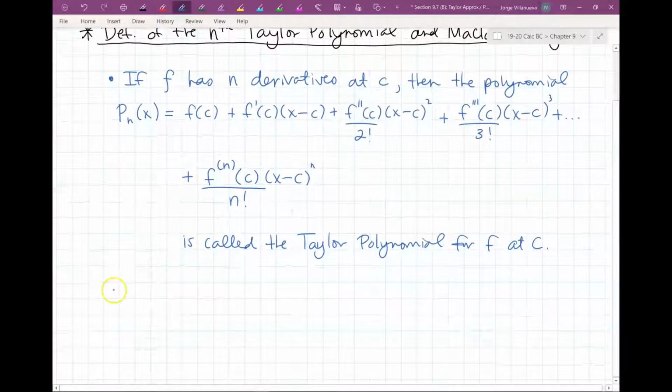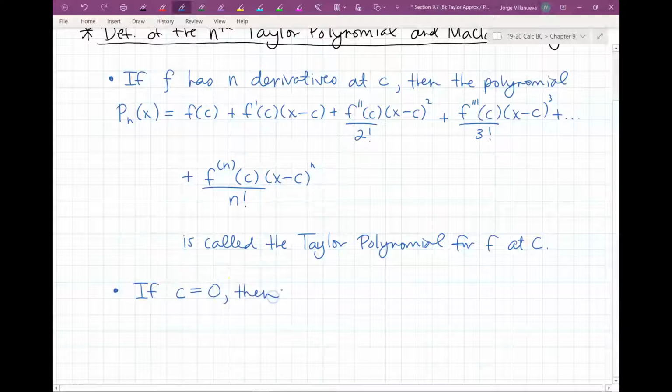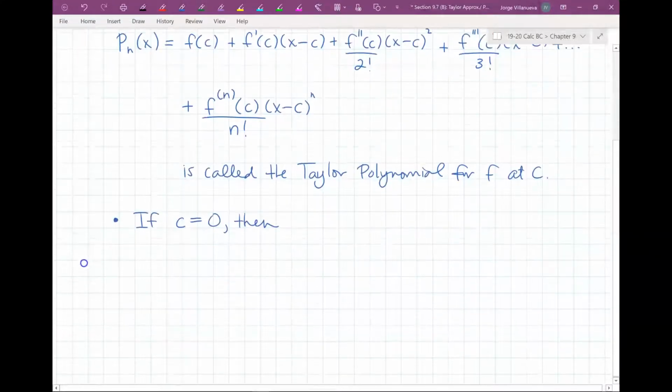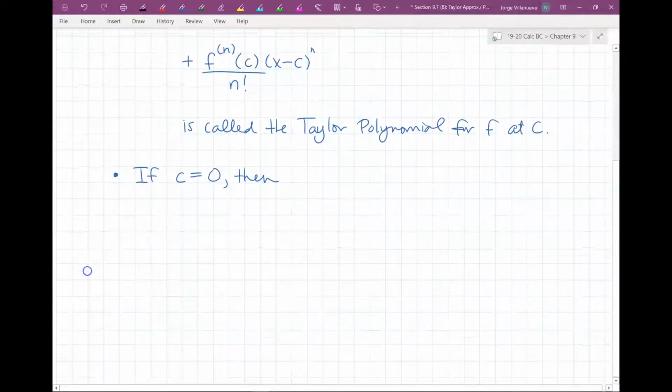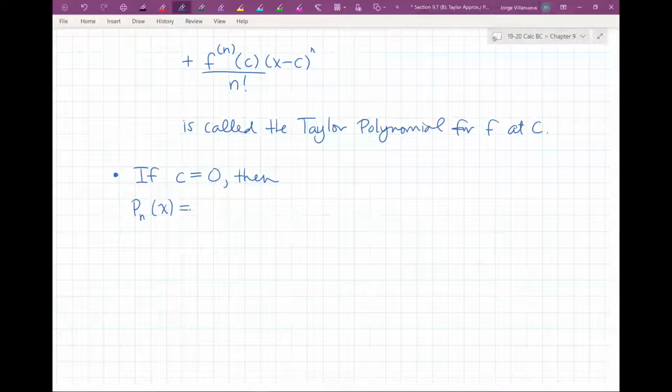All right, so there's a second part to this, and it's kind of an easier one. They say if c equals 0, then, so if c is 0, then p sub n of x. Yeah. What do you mean by c is the center? That's where it's centered. That's where we're focusing on the function.